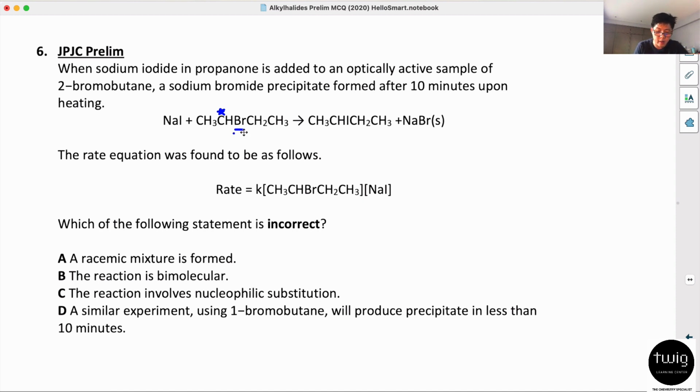and you can see that the Br was substituted with I. The iodide was actually the nucleophile, right? And this is actually a second order reaction, which means that this reaction is SN2, right? Second order is SN2.